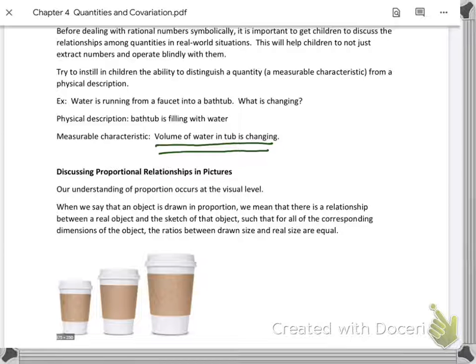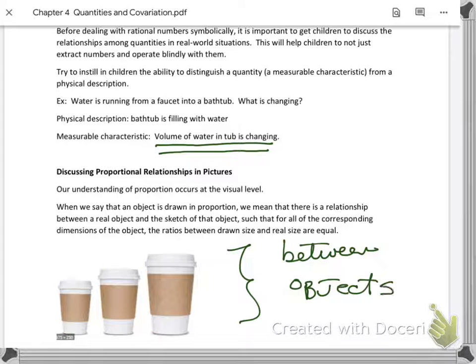Another big thing at this point is to be able to discuss proportional relationships, and pictures are a great way to do that. So there's a couple of ways to talk about proportion. You can talk about proportion between objects. So this would be between objects. Okay? And I would say that our goal is going to be to talk about a scale factor. How are these related? Are they similar? Are they built in proportion? And they are. If we were to measure them, we would see that they are being changed proportionally.